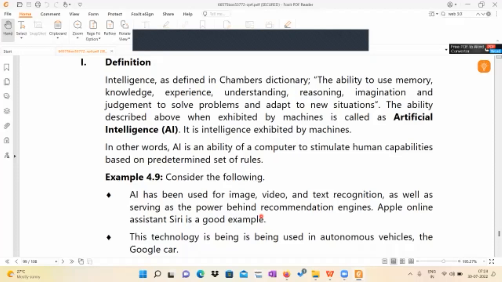So this is how machine learning, this is how artificial intelligence works. In other words, AI is an ability of a computer to simulate human capabilities based on a predetermined set of rules. So, as you know, a computer works on the basis of the instructions given by the user. Accordingly, artificial intelligence also works on this principle.